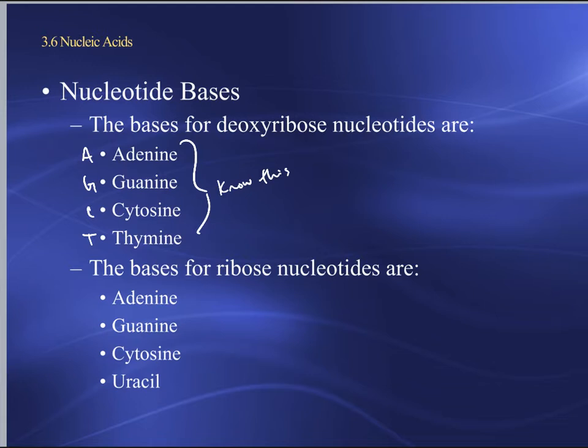The bases for ribose nucleotides are very similar, except instead of thymine, we replace that with uracil. Okay, so know these as well. And know that this one is going to be represented by a U instead of a T for thymine.